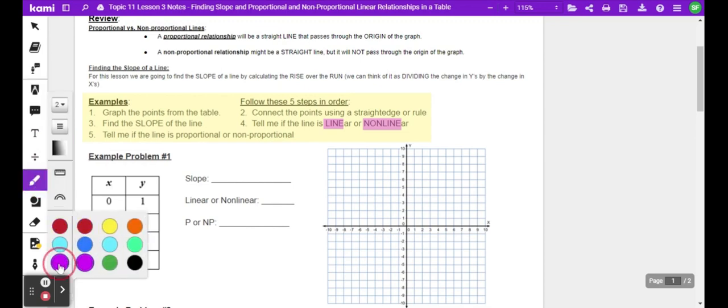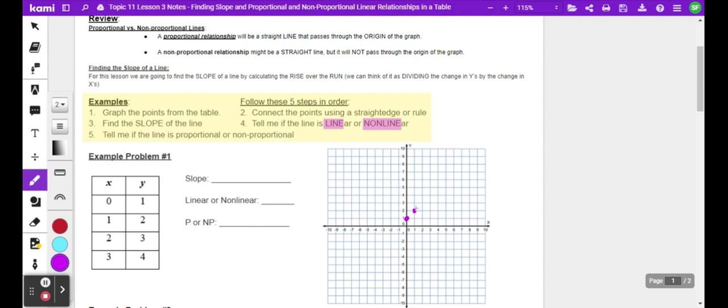And the first thing we need to do is to graph each of these 4 points that are in the table. So first point is located at 0, 1. If I start at the origin, I am not going to move left or right. I'm just going to go up 1 and plot my point. The second point is located at 1, 2. So I would start at the origin, go to the right 1, and then go up 2 and plot my point.